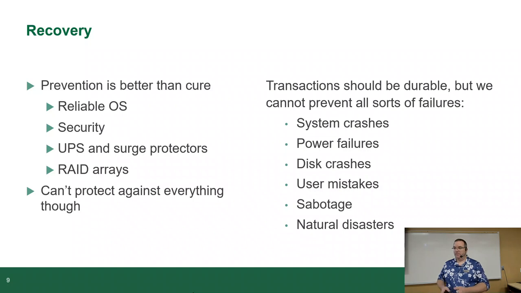So prevention is better than the cure because when a transaction fails, sometimes you have to recover. The transaction concept can save you from a lot of grief, but it can't protect you from everything. Obviously, you should have a reliable operating system. You should have good security. Probably have some UPSs in there somewhere. For those of you that don't know what UPS is, they're uninterruptible power supplies. They're basically a battery. You plug the computer into a battery and the battery plugs into the wall. The power goes out. Things keep running until your battery dies or the power comes back.